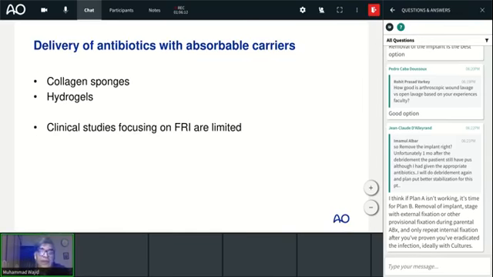Delivery with other absorbable carriers, collagen sponges, hydrogels: clinical studies focusing especially on fracture-related infection are limited for these 2 absorbable carriers.